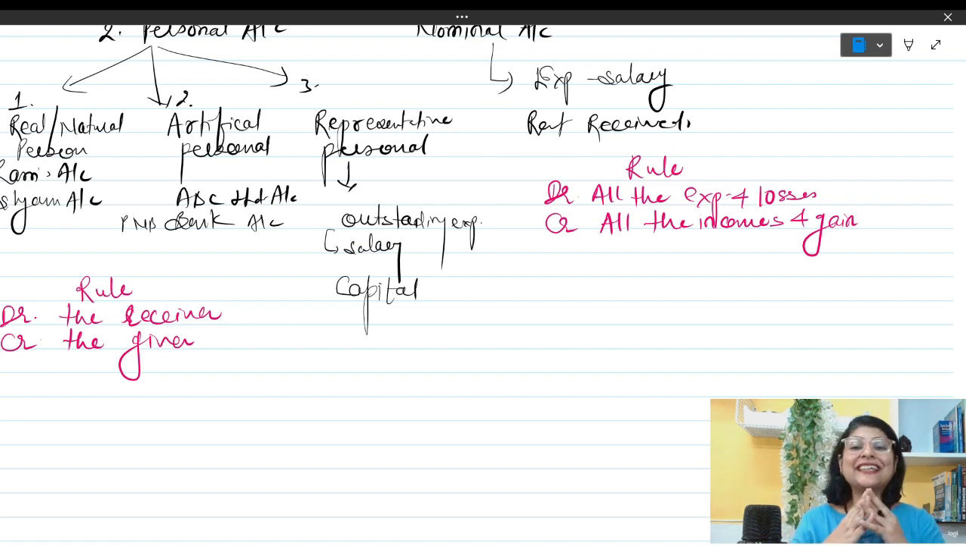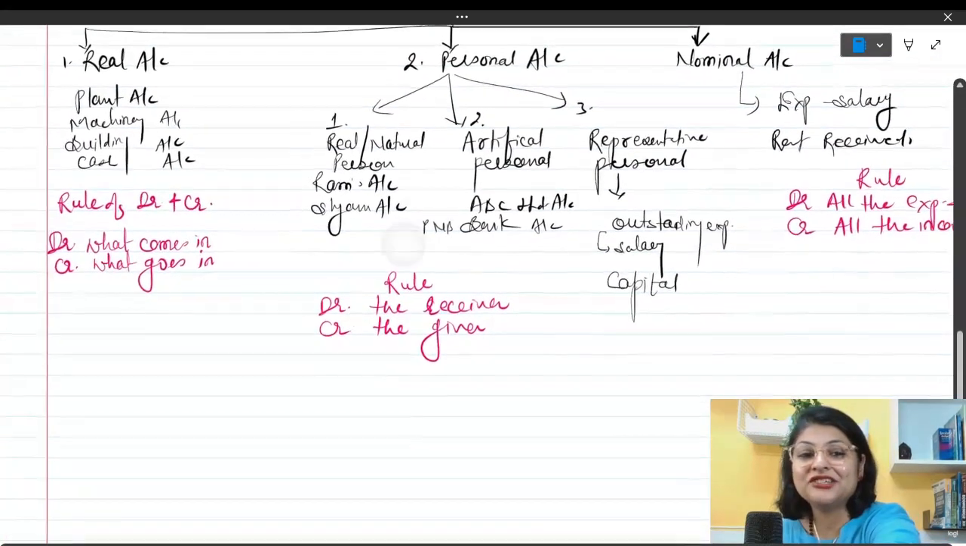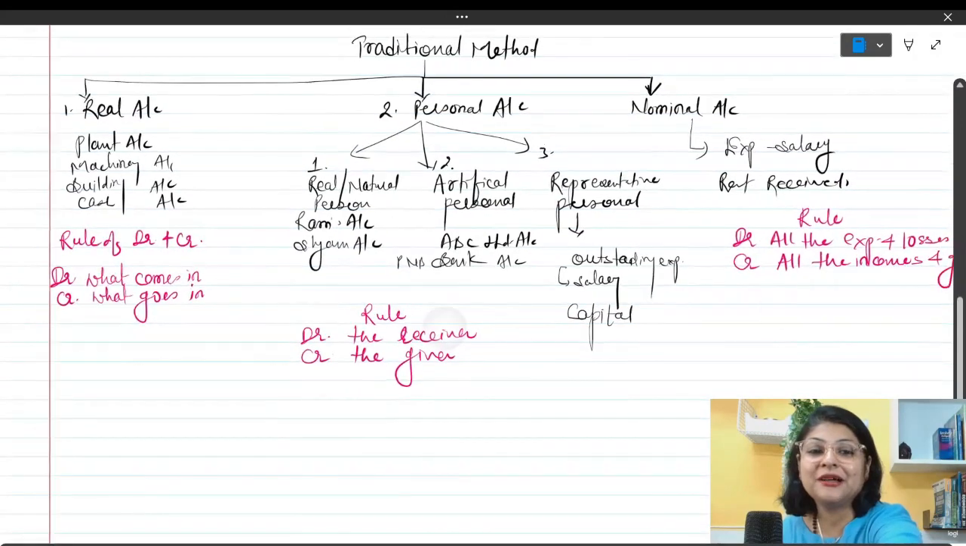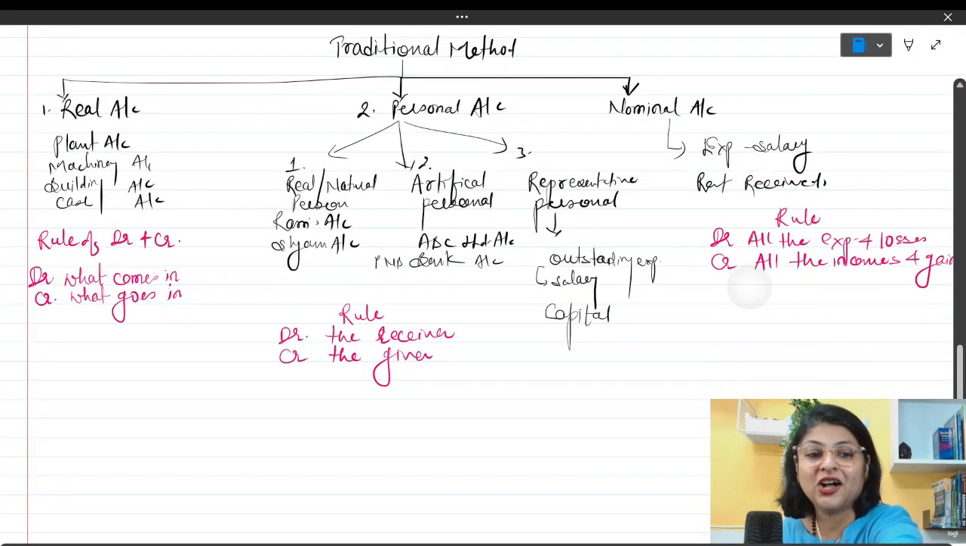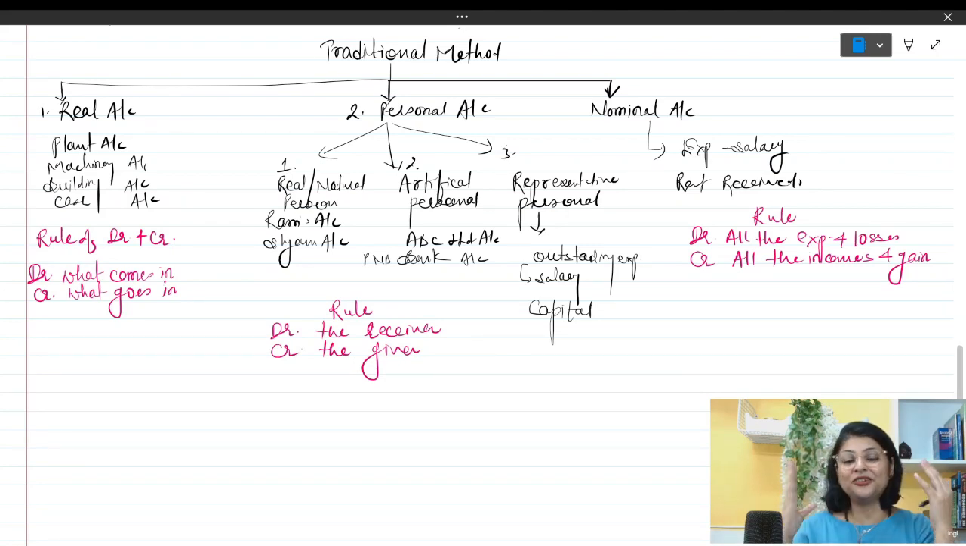So this is it, students. We have done all three types of traditional account. I will just show, and if you want you can click a picture. I have put everything on the screen, and I recommend you write it down also, so that it goes into your memory and you will be able to register it more properly. So these are the classifications as per the traditional approach, where only three types of accounts are there: real, personal and nominal. And say along with me, what is the rule?